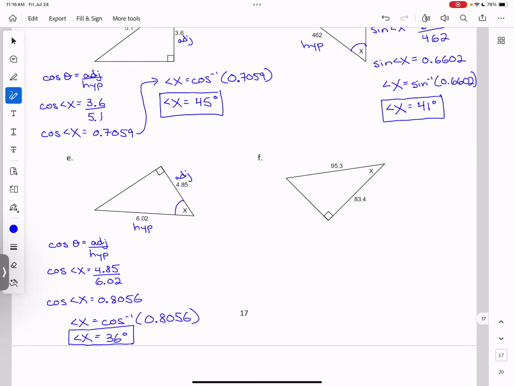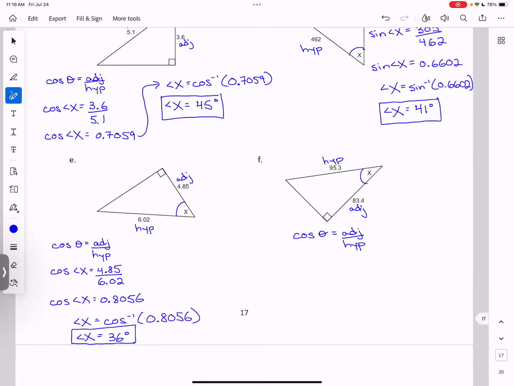Okay, and last one. So we know our hypotenuse and we know our adjacent. So we're once again using the cosine ratio then. We know cosine of any angle theta is adjacent over hypotenuse. So cosine of our angle x. You thought it was going to be sine, didn't you? Because the last one was cosine. Look how tricky we are.